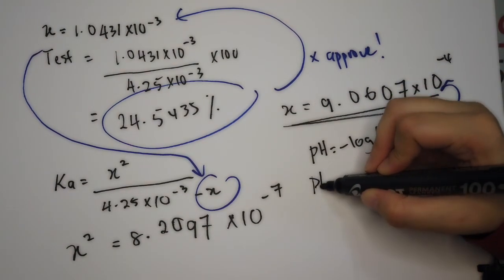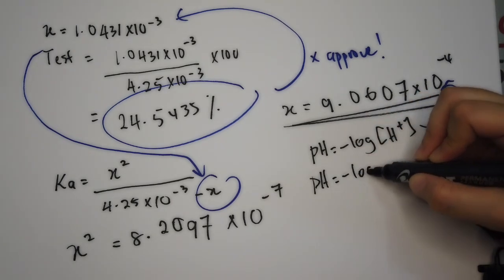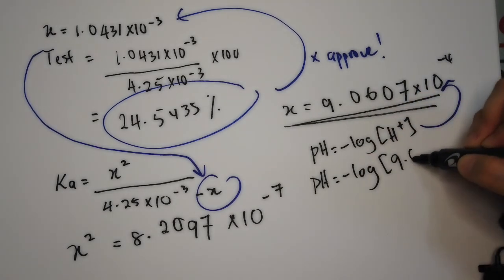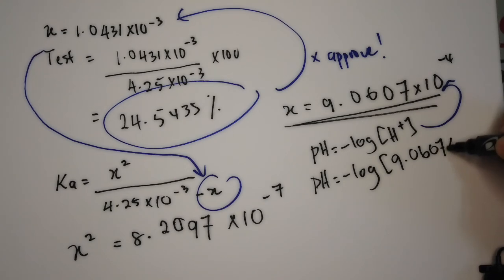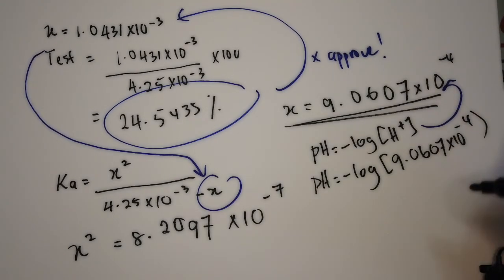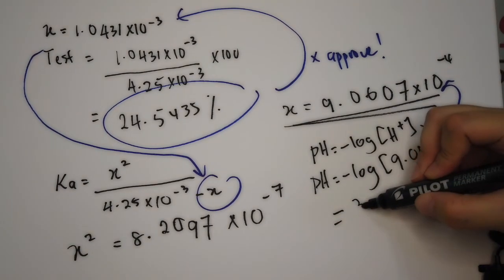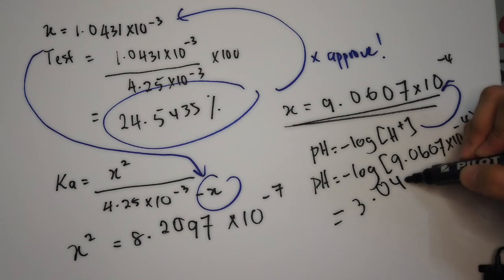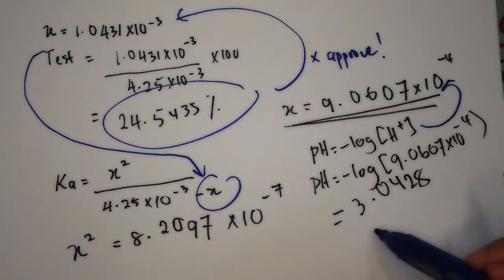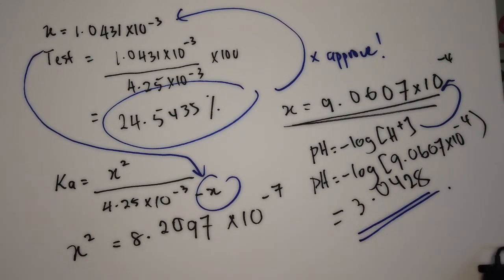So pH is equivalent to negative log 9.0607 times 10 to the power of negative 4. You should get the pH of this particular solution as 3.0428. So this is the final answer. It figures, right? The pH is lower than 7, so it is indeed an acid.